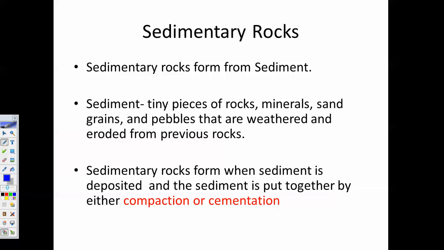Once that sediment is placed somewhere over long periods of time, two processes could happen: compaction or cementation. And a lot of times it can be a combination of both, but those are the two different processes that take place to form a sedimentary rock. So let's talk about those.